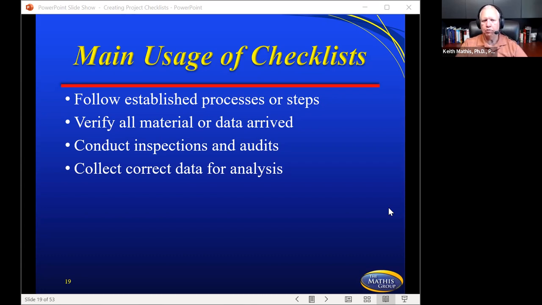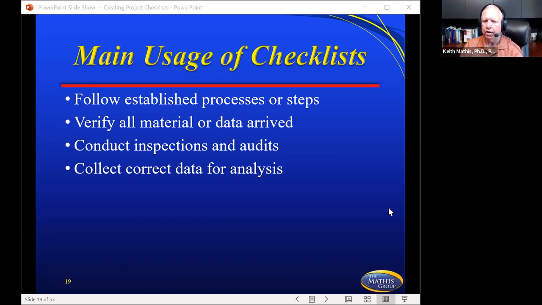So following established processes or steps, verifying the material or the data has arrived, conducting inspections and audits. Boy, if you get into the quality people and the performance people who are doing the inspections and the audits, many times you have a checklist and a half that you're filling out to be able to verify that that product is coming out and looking the way you want it to look.